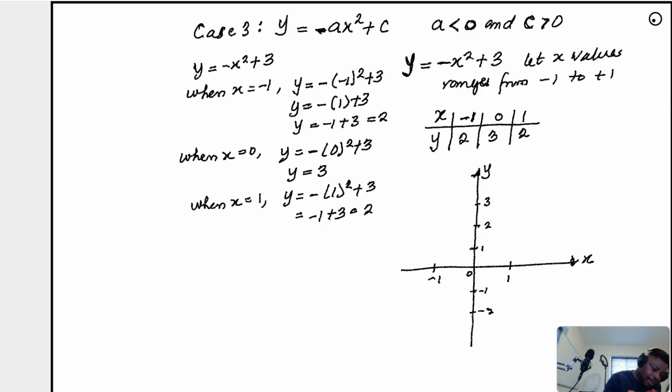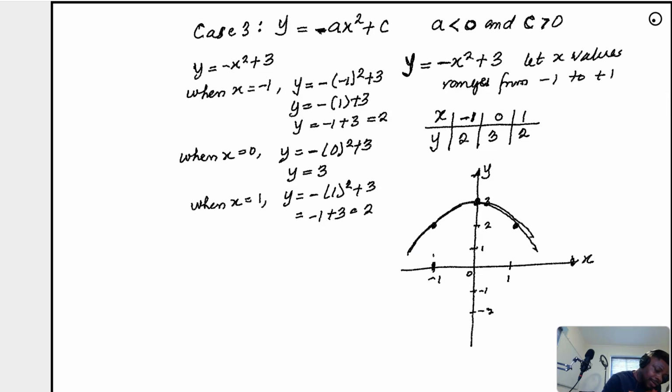So when x is -1, y is 2. So you trace it, so there's a point here. Okay? Then when x is 0, y is 3. So there is a point here. Okay? Then when x is 1, y is 2 here. So there's a point here. So you can see our curve is going to be this.